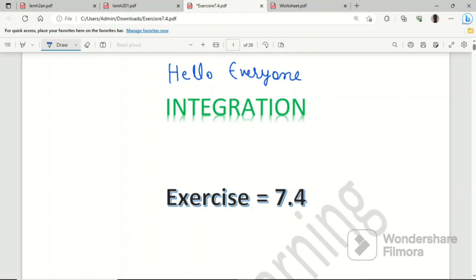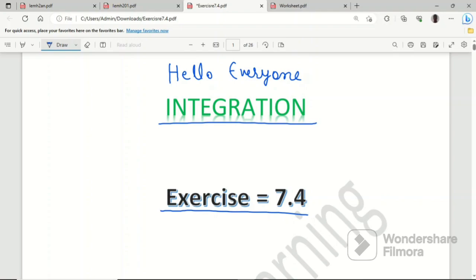Today we will solve exercise 7.4 of chapter integration. Earlier to this video, we have solved 7.1, 7.2 and 7.3. Video is available on this channel of those exercises, you can watch it. Actually 7.4 exercise is more important than previous other exercises.